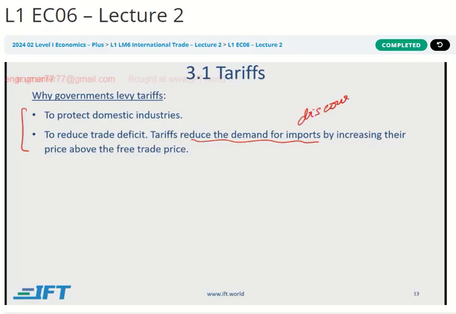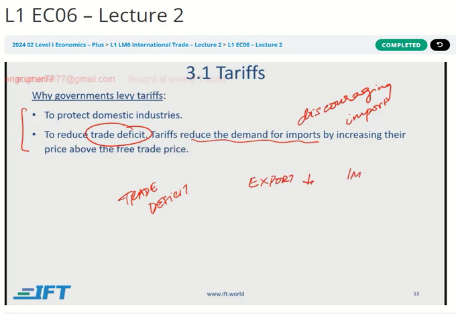So if you make imports expensive, then you are discouraging imports, which is going to be good for your trade deficit. What is a trade deficit? A trade deficit is the difference between a country's imports and exports. So if your exports are less and your imports are more, which means you are buying more from the outside world than you are selling to them, therefore you have a trade deficit.